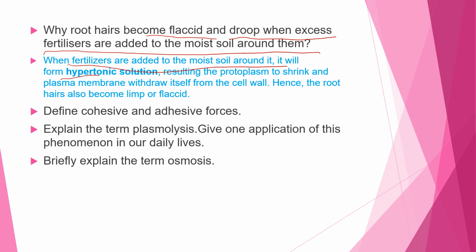It will be a hypertonic solution, resulting in the protoplasm shrinking and the plasma membrane withdrawing itself from the cell wall. This point is very important. As it is a hypertonic solution, the protoplasm is shrinking and the plasma membrane is withdrawing from the cell wall. Hence the root hairs become limp and flaccid. So this is the answer to this question. Please write the answer, learn it properly. These are very important questions for your ICSE.